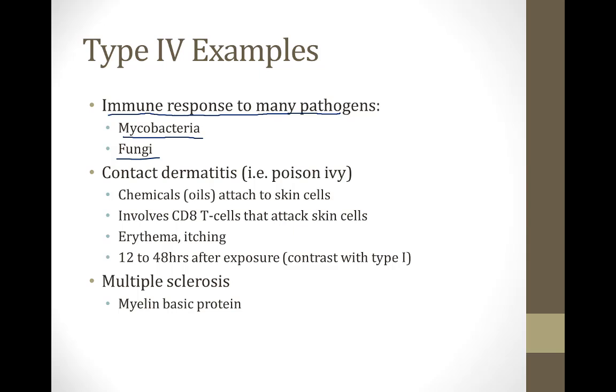A couple of diseases that are good examples of type 4 hypersensitivity are contact dermatitis, which includes poison ivy. This happens when chemicals like plant oils attach to your skin cells, and then CD8 T cells recognize those oils and attack the skin cells. This leads to erythema and itching. And as you know, if you've ever had poison ivy, it doesn't occur while you're still in the woods. It occurs the next day or the night after you get home. It takes about 12 to 48 hours for this delayed type hypersensitivity reaction to occur.